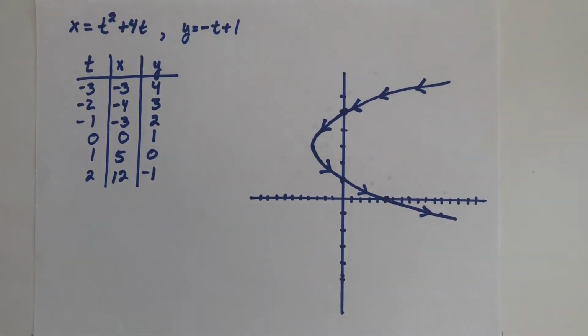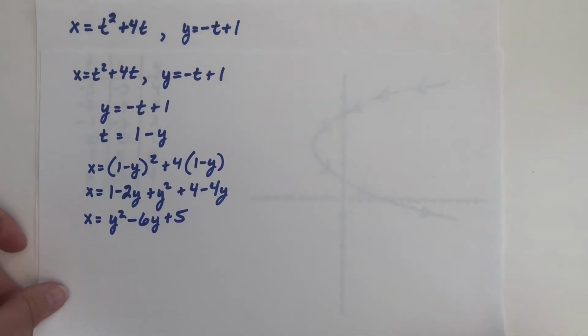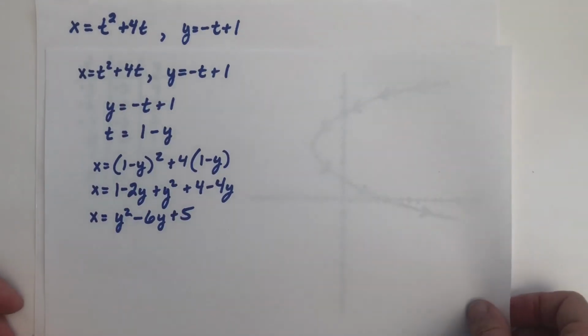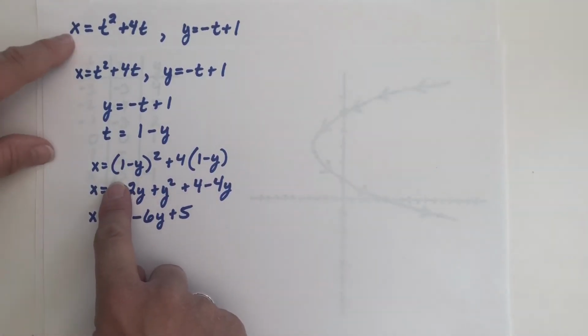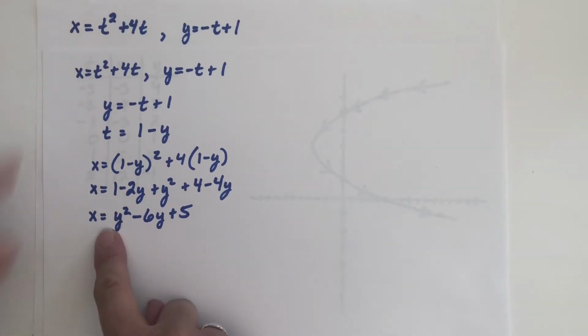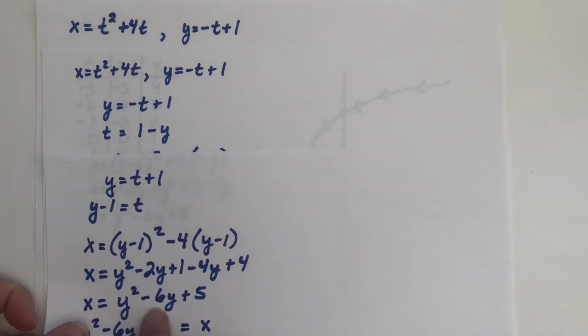But you can also confirm that you have the exact same curve by rewriting the parametric equation, by eliminating the parameter in the parametric equation. And so I did this. So again, a duplicate of the work that we just did on the previous problem. Notice I solved for t. Substitute it into the other equation, and we ended up with x equals y squared minus 6y plus 5, which is the same thing that we had right here on our previous equation.